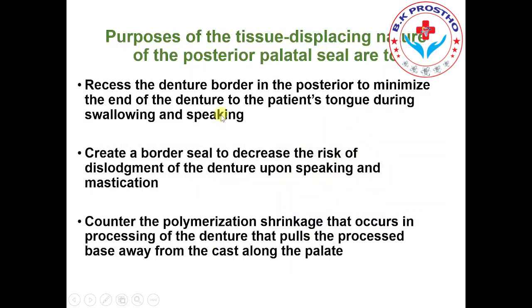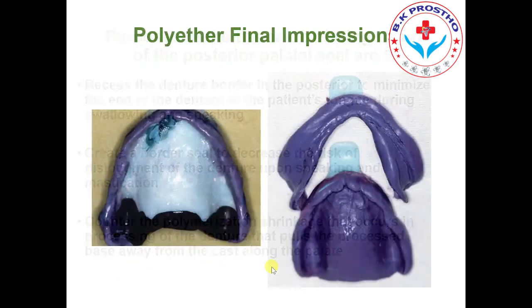What is the purpose of the tissue displacing nature of the posterior palatal seal? These are to recess the denture border in the posterior to minimize irritation of the end of the denture to the patient's tongue during swallowing and speaking, create a border seal to decrease the risk of dislodgement of the denture upon speaking and mastication, and also counter the polymerization shrinkage that occurs in processing of the denture that pulls the denture base away from the tissue along the palate.